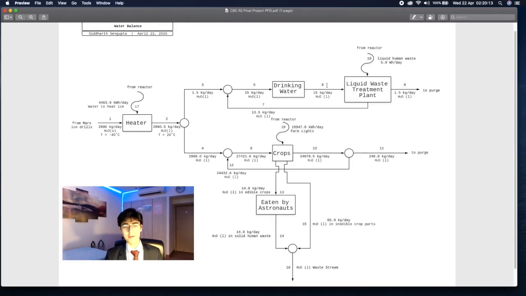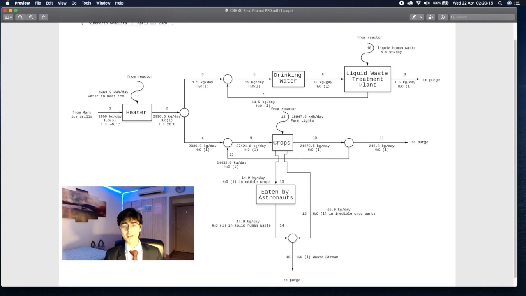This is the process flow diagram that I generated. As you can see, the top half is the water balance for the drinking water, and the bottom half is for the irrigation system.